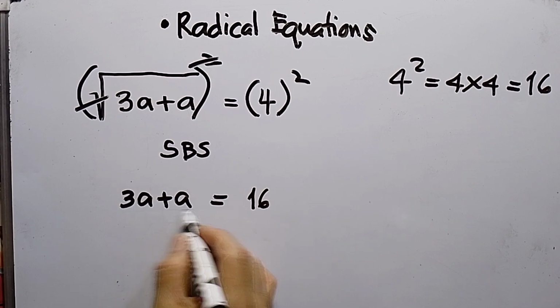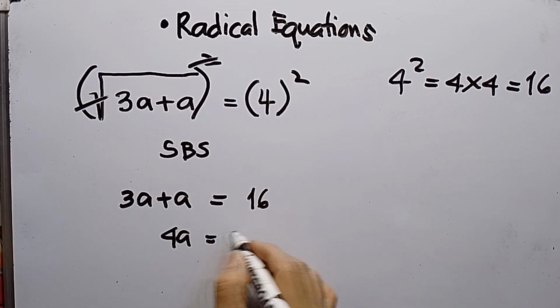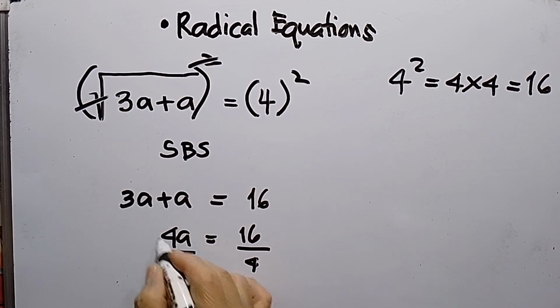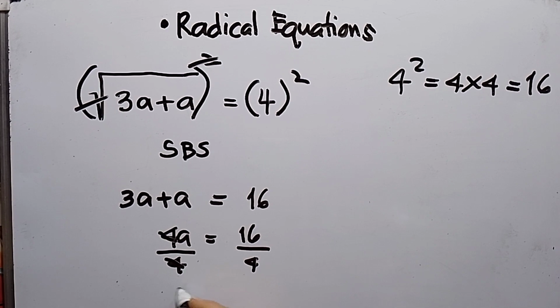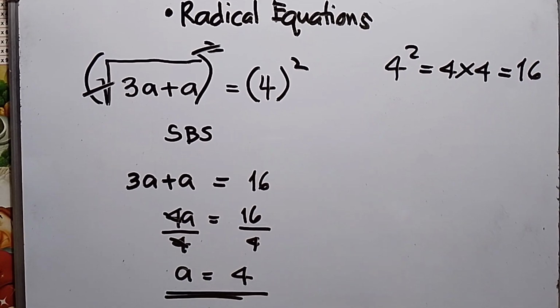16. So sum this one. Sum up 3a plus a. This will be 4a is equal to 16. Solve for the value of a. Divide both sides by 4. 4 will be crossed out. A equals 4. So I have now the root: a equals 4.